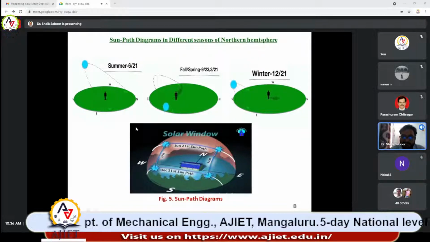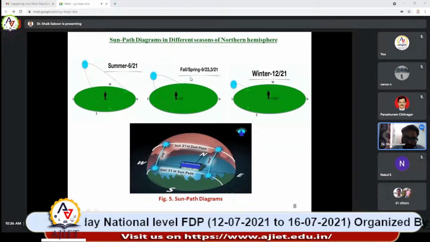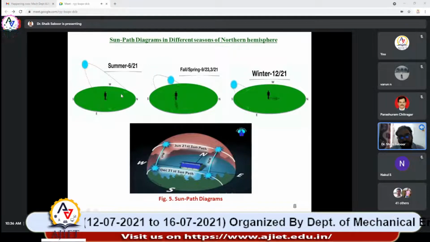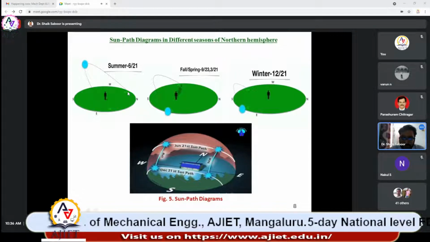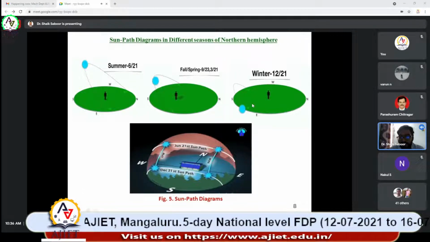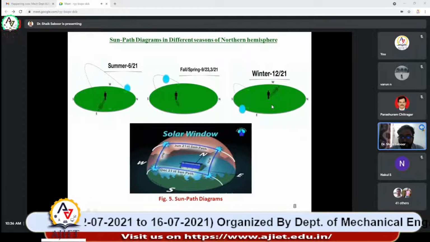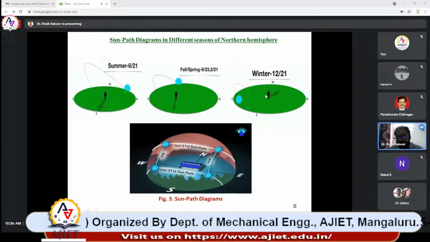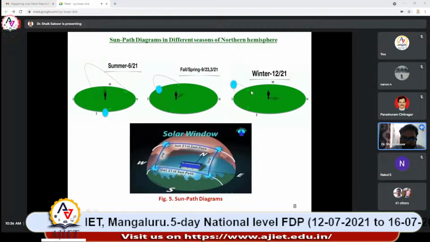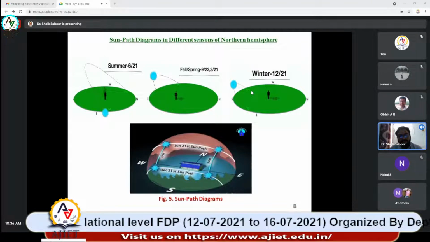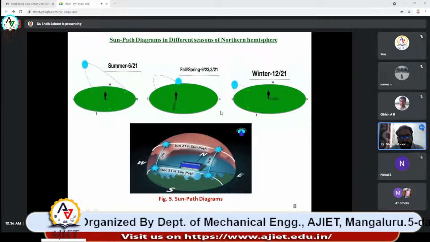The sun rises in the east and sets in the west is actually true only for fall or spring. Suppose you take the example of summer, the sun rises in the northeast and sets in the northwest. If you take the example of winter, and I'm talking about the northern hemisphere, as we live in the northern hemisphere, the sun rises in the southeast and sets in the southwest. So here we need to focus much on these two things, extreme summer and extreme winter.